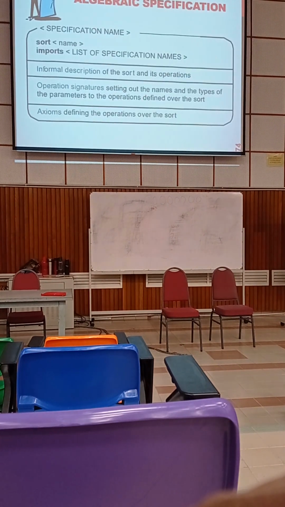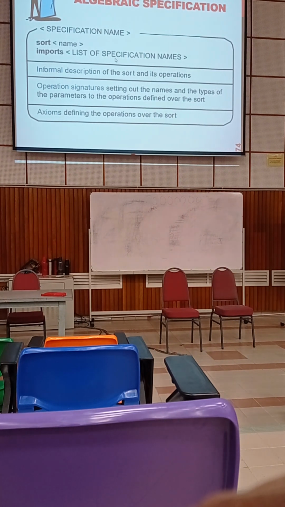Okay, let's go further. This is how algebraic specification looks like. Sort is like object, the object name. Import whatever library you want, just like in Java, you import a string. Whatever you want, you just import. Same, you import the library or the specification name, the list of specifications you want to import. Then you have your description over here. Then you have all the signature, the operation signature.